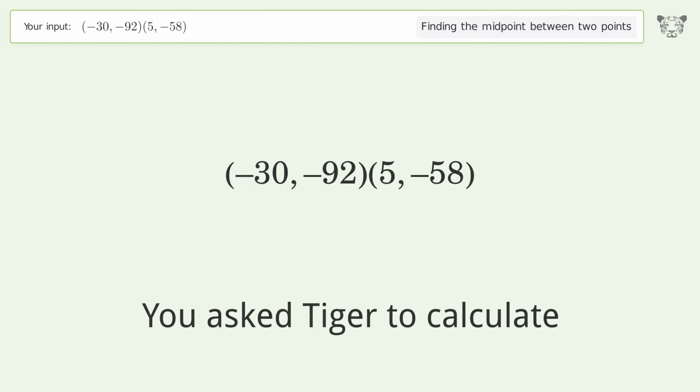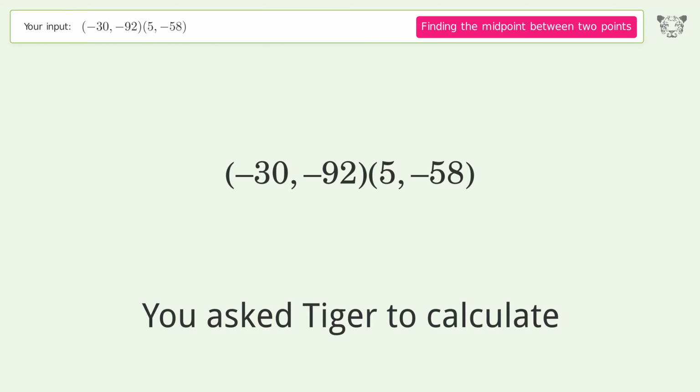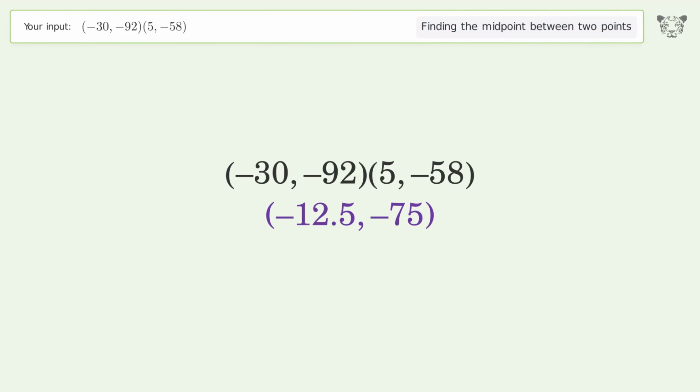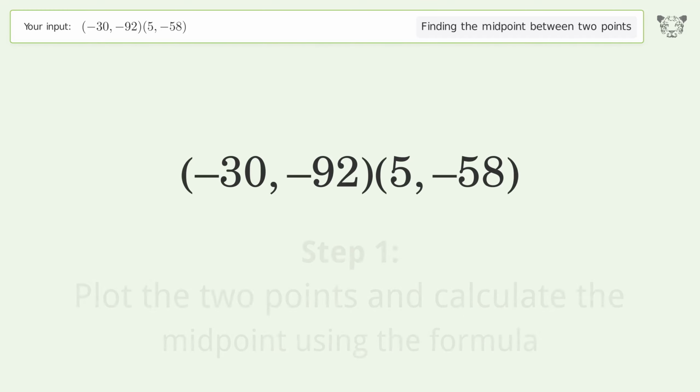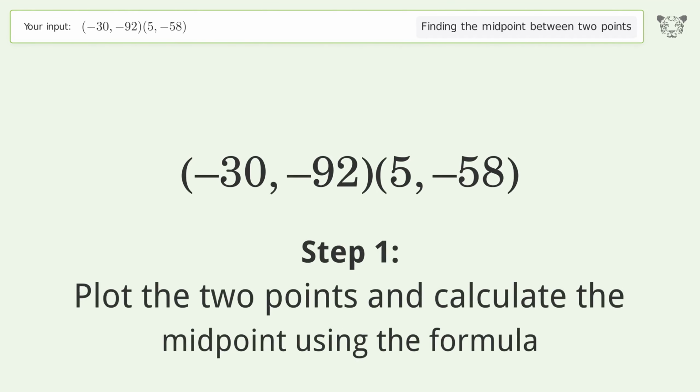You ask Tiger to calculate. This deals with finding the midpoint between 2 points. The midpoint between the 2 points is negative 12.5, negative 75. Let's solve it step by step. Plot the 2 points and calculate the midpoint using the formula.